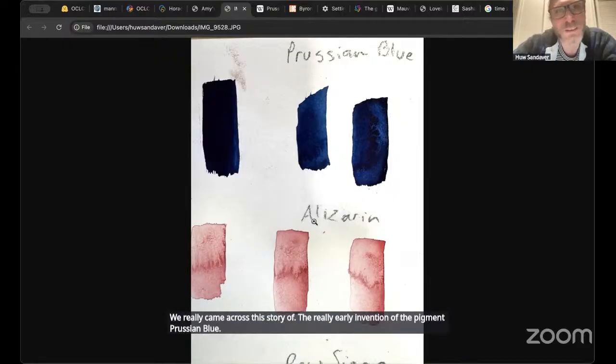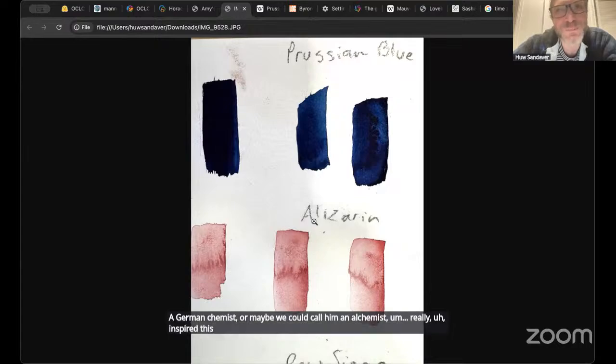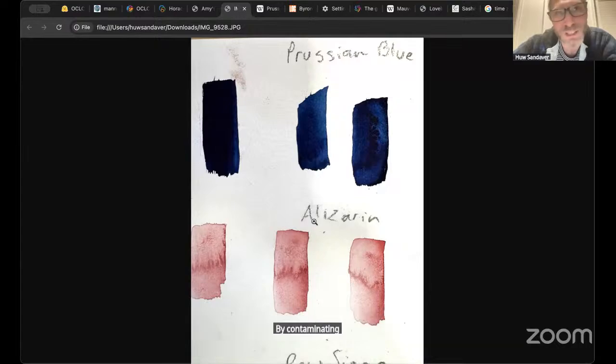And this is a real Gothic story in itself, because a German chemist, or maybe we could call him an alchemist, really inspired this pigment by contaminating some potash, selling it to another guy who mixed it with blood and produced blue.